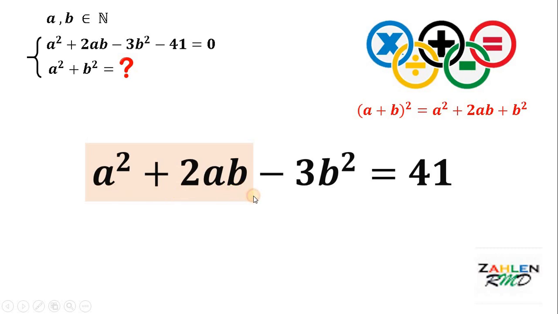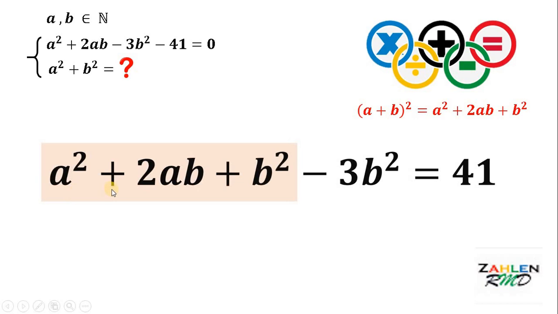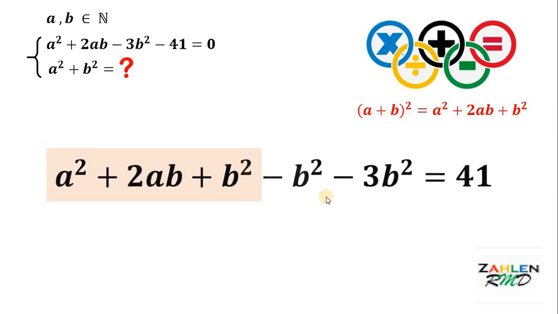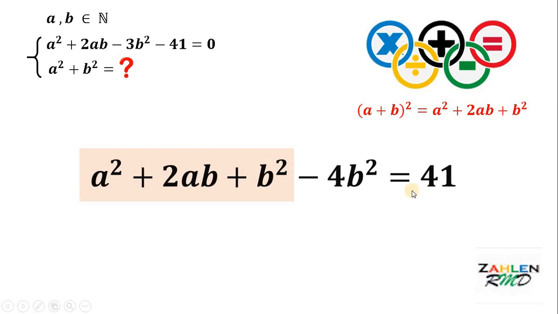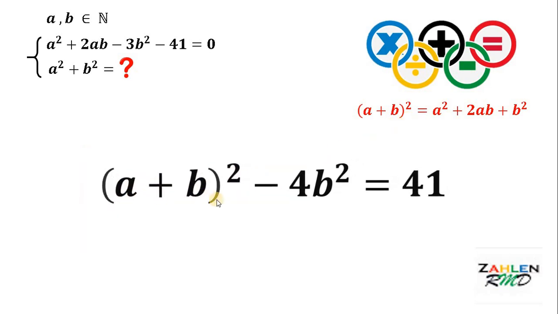So we can add b squared. We have a squared plus 2ab plus b squared minus 3b squared. But don't forget, if we add b squared, we need to subtract b squared, so that b squared minus b squared gives us 0. Now, negative b squared minus 3b squared will give us negative 4b squared. Take note that a squared plus 2ab plus b squared is definitely (a plus b) squared. So we have (a plus b) squared minus 4b squared.